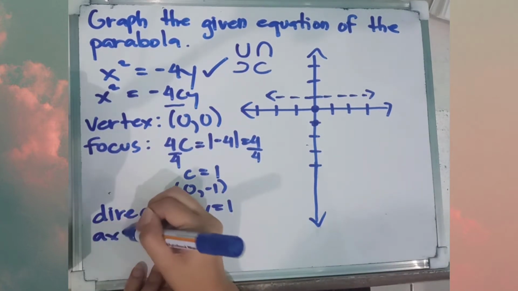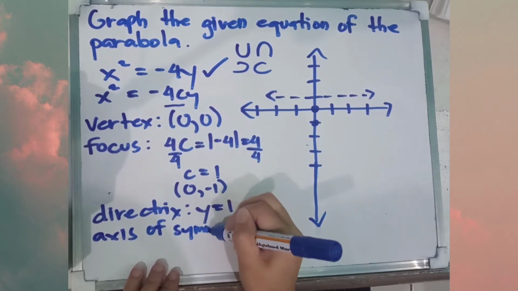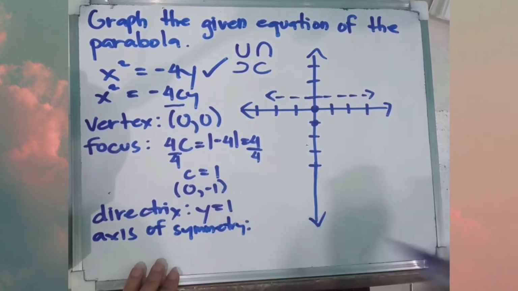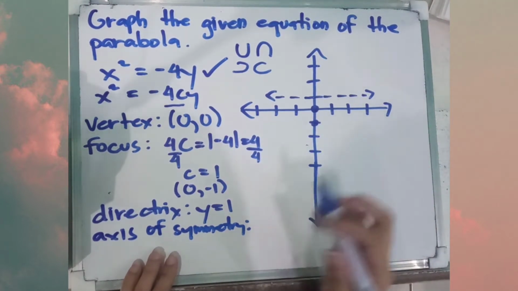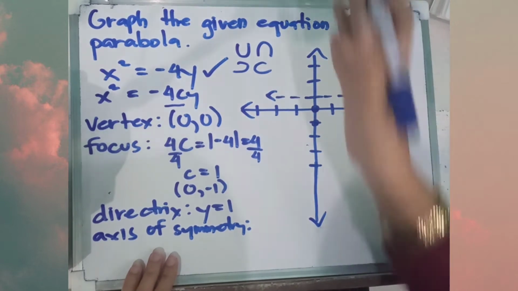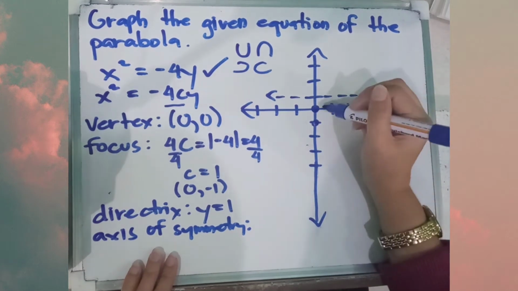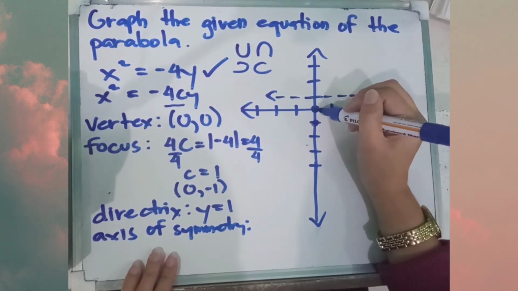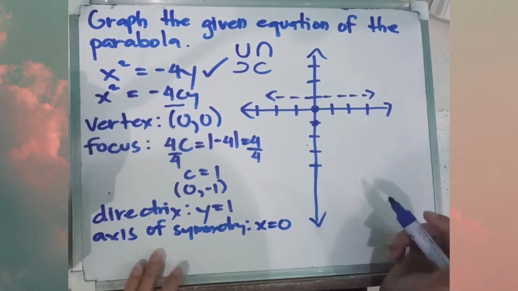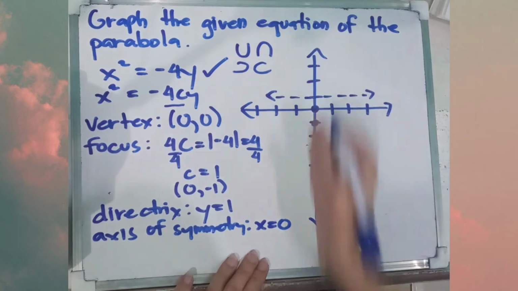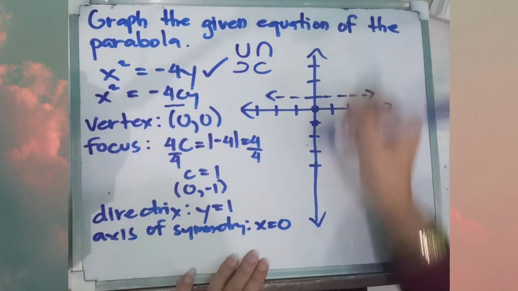Next, let's try to determine the axis of symmetry. Recall that the axis of symmetry is the line perpendicular to the directrix, and it divides the parabola into two equal parts. In this case, since our vertex is at the origin, our axis of symmetry is x is equal to 0. So why x? Because it passes through the x-axis. This is our axis of symmetry.